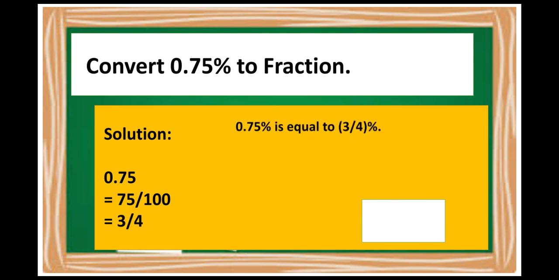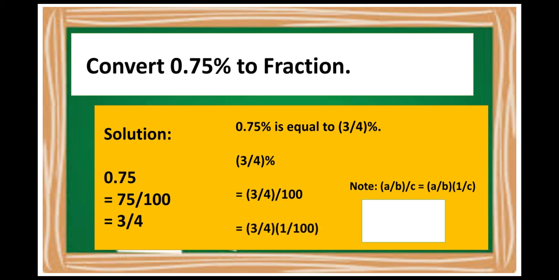Meaning the 0.75% is equivalent to 3/4%. And the 3/4% means 3/4 per 100. And note that if you have to divide A over B over C, we'll just have to multiply the A over B times the reciprocal of the denominator. So in this case, you will need to multiply 3/4 by the reciprocal of the 100. So we have 3/4 times 1 over 100 and can be simplified into 3 over 400. So we have this fraction form, 3 over 400 is equivalent to 0.75%.